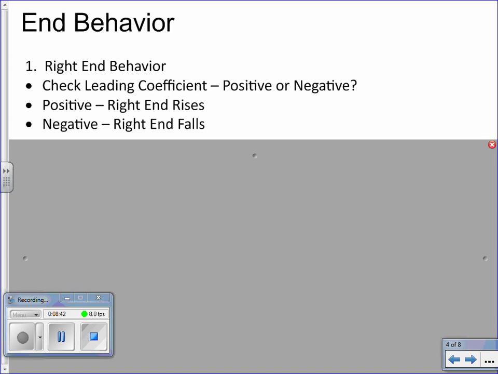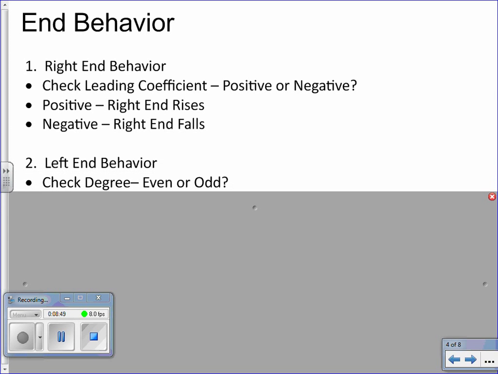To determine my left end behavior, instead of looking at the leading coefficient, I'm going to look at the degree. So see how knowing these parts of a polynomial from yesterday are going to be really important for today. You can identify what the LC, the leading coefficient, is, and you can see immediately what the degree is. The degree, remember, is the highest exponent of the polynomial. You're going to check to see if the exponent is even or odd.